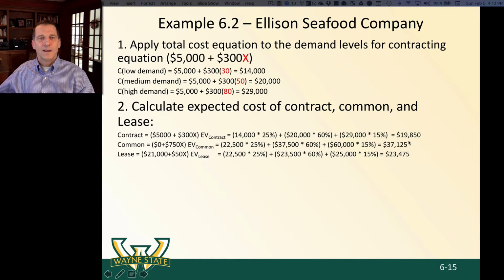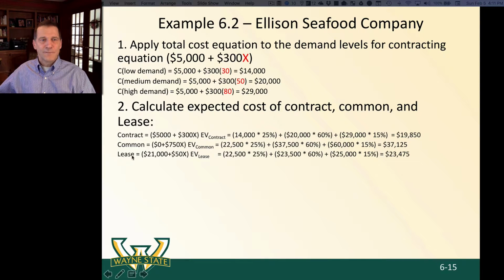So think about it. It makes absolute sense that this should be expected to be the highest cost model if our three scenarios are 30 shipments, 50 shipments, and 80 shipments, because none of those are in the wheelhouse where common was the most attractive, which was under 11.